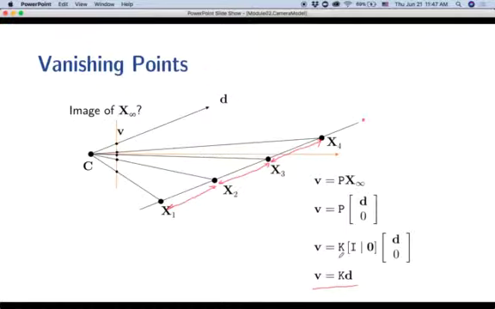So you give me a direction, and I know I've calibrated my camera. I know the focal length of the camera and the principal point of the camera and so on. I know K. So you give me a direction in the world as measured in my camera coordinate system, and I can immediately tell you the vanishing point.